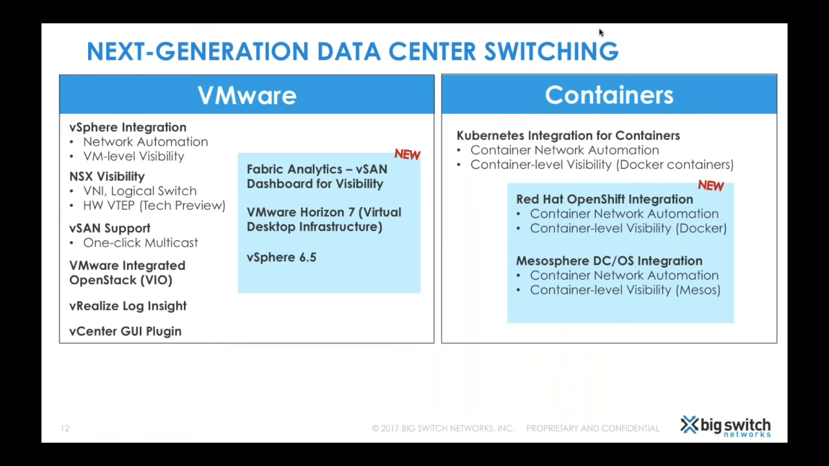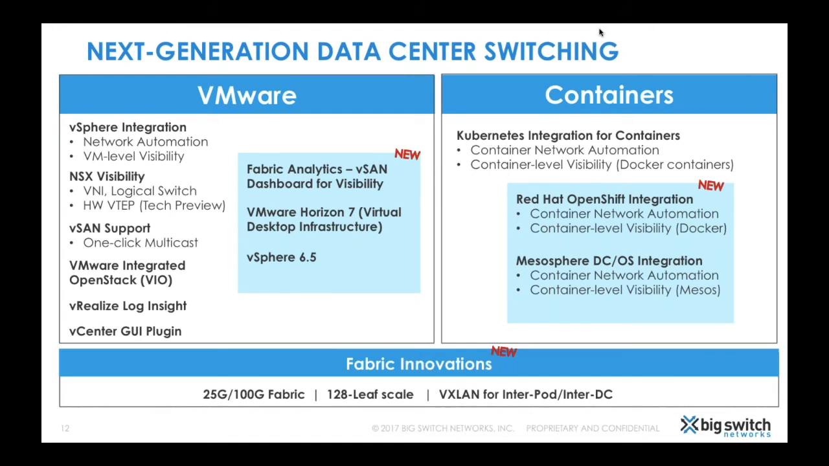and support for vSphere 6.5. Container is a new use case that we are now focusing on, and we started with Kubernetes, and we are now supporting Red Hat OpenShift and Mesosphere, and the level of integration that we will talk about is completely zero touch. An orchestrator creates a VM, or an admin adds a server to the infrastructure, and the rest of the provisioning and visibility are automatically provided through the Big Cloud Fabric.